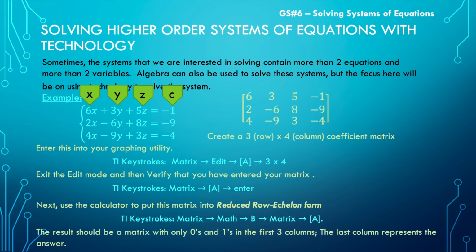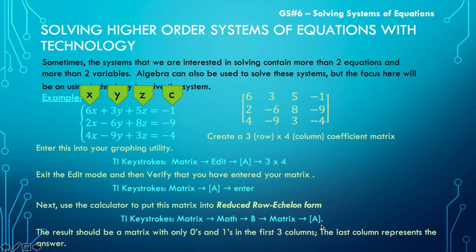Next you're going to use your calculator to put this matrix into what we call reduced row echelon form. When we do this, we will use these keystrokes: matrix, math, which is different than what we've done before. We're going to cursor down till we see option B, which is RREF. Then we select the matrix we want to do RREF to, which is matrix A.